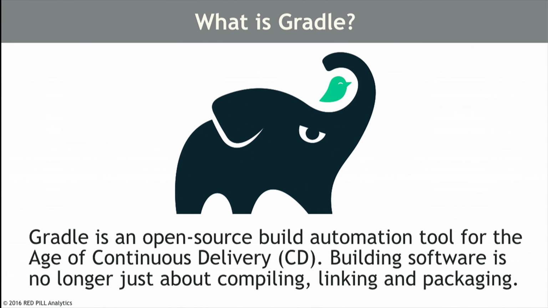I don't know where I think I got this from Wikipedia. I was trying to go find where I actually got it, because some of this deck's about a year old. But I really liked this quote, which is it's not just about building software anymore. You can automate literally anything. If it has an API, you can automate it. And if it has an API, Gradle can automate it in most cases.